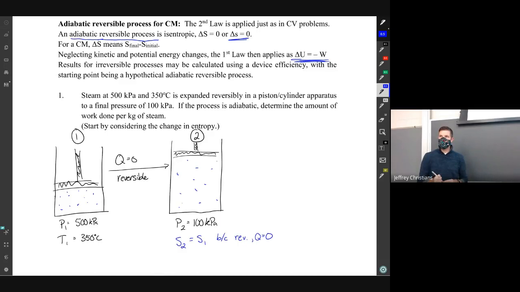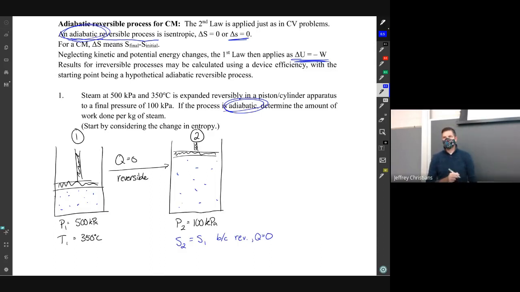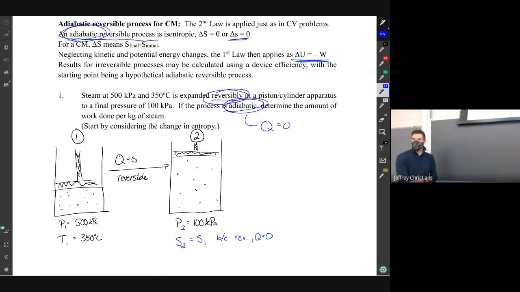So where did the Q equals 0 come from? From up above? Right there, it says delta S equals 0. That implies that the process is adiabatic. So in the problem statement, we're told that it's an adiabatic process, Q equals 0. We're told it's adiabatic and reversible. Those are kind of our two key words that we're looking for.